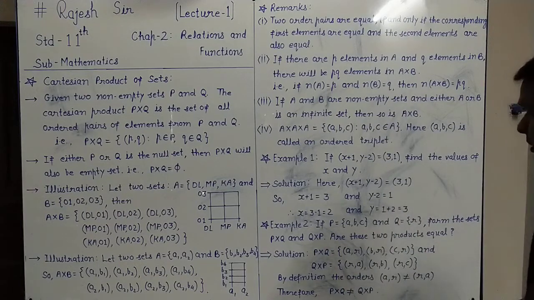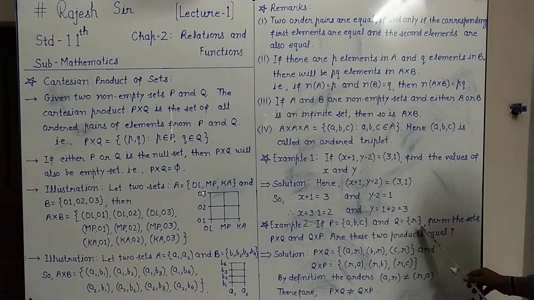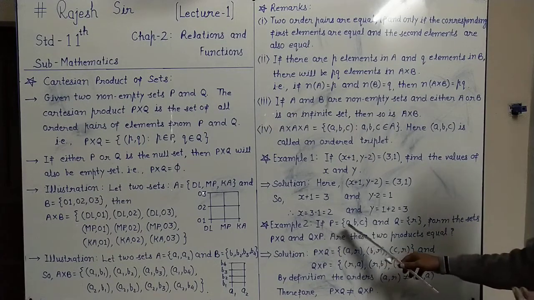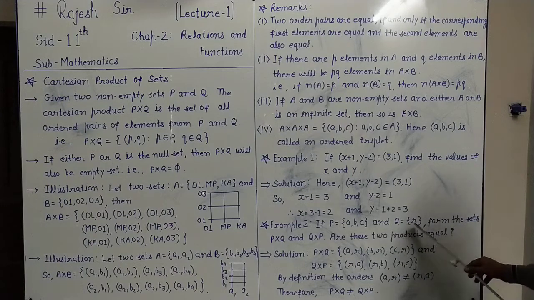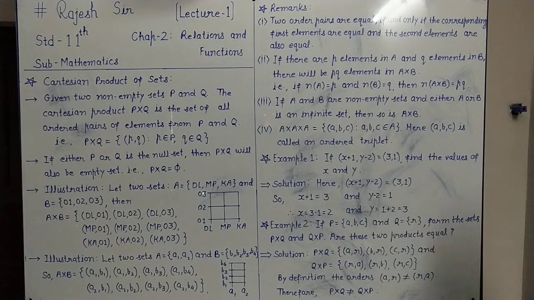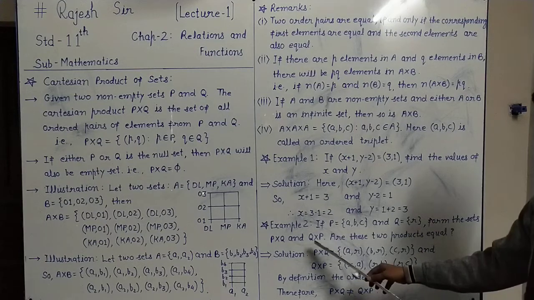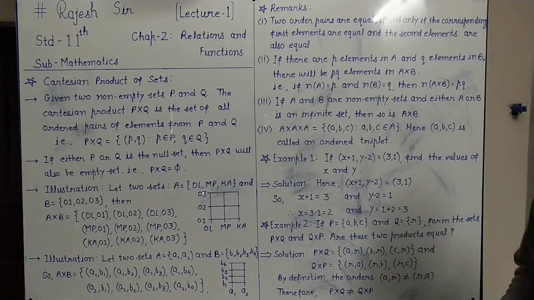Example 2. If P = {a, b, c} and Q = {r}, form the sets P cross Q and Q cross P. These two sets we have to form. Are these two products equal or not? That also we have to see.